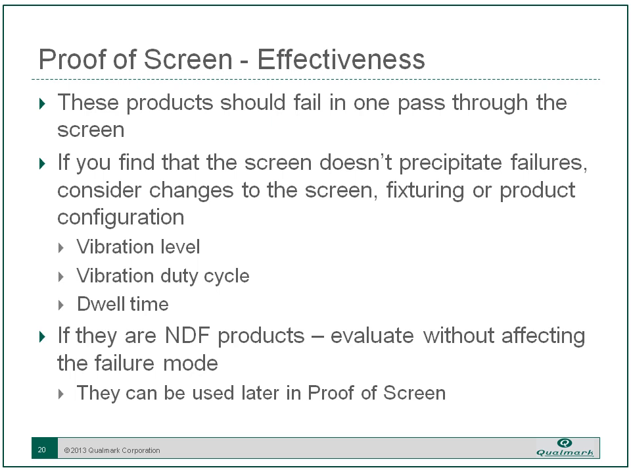Now, ideally, you want these products to fail in one pass through the screen. And by a pass, I mean if we've decided that 5 cycles is what we're going to do, then it should fail during those 5 cycles in the screen. If you find that you're not precipitating failures, you might want to look at changing the screen, changing your fixturing perhaps, or changing your product configuration.